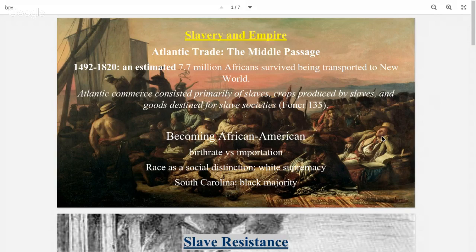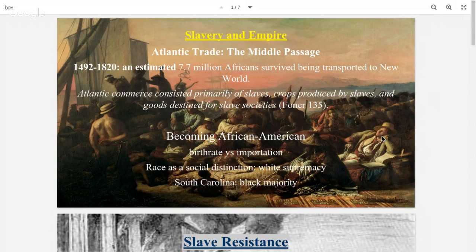Most of those 7.7 million, I'm going by that number because it's what's in the book, but I would argue I'm comfortable with saying that it's one of the lower estimates. 10 million would be a nice round number to go with. But I'm not an expert on that actual process of establishing that number. So let's go with what the book says, because it's millions of people. That's 7.7 million. Most of them do not come to British North America, Virginia, South Carolina.